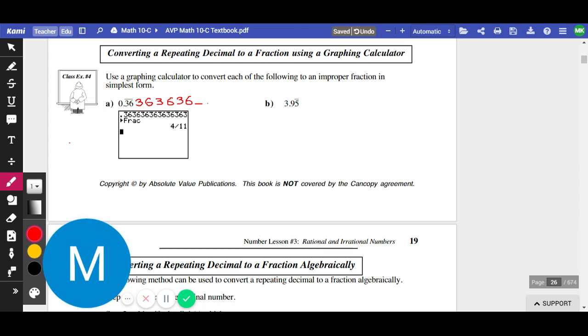So go 0.3636363636 and put a lot of them. Fill up the whole top line on your calculator, so your calculator knows, oh, okay, it's 36 forever. If you only went 3636 and then stopped, it might think that you aren't going forever. That's why I say fill the whole top line on your calculator.